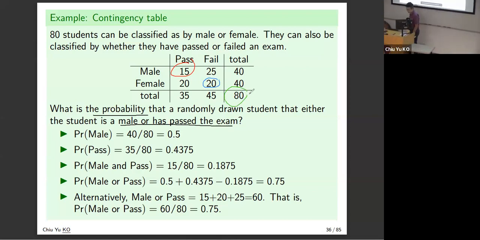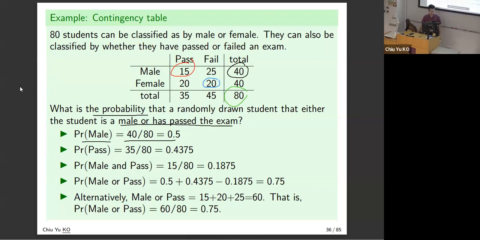So now let's quickly finish this example. What we have is, probability male is what? You have 40 males over 80 because of the total, right? So half of the time you randomly draw a student, it is actually a male, right? And similarly, how likely you get a student who passed is just this total over 80, right? And as we said, this number 15 is the male and pass over 80.